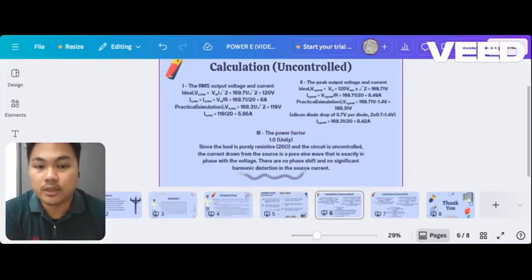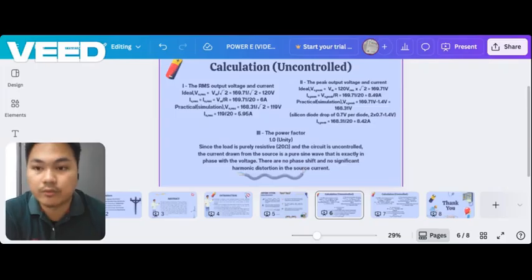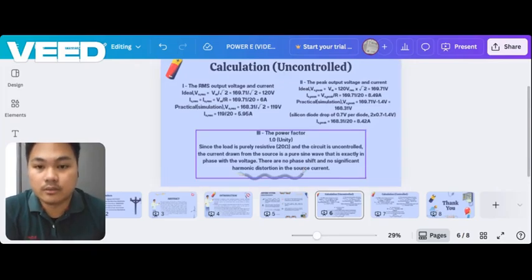So for the practical value, simulation value, V naught peak equal to 169.71 minus 1.4 volt, equal to 168.31 volt. This is because of the silicon diode drop of 0.7 volt per diode, so 2 diodes times 0.7 equal to 1.4 volt. So for the I naught peak, equal to 168.31 volt over 20 ohm, equal to 8.42 ampere. Sorry. And the last one, we calculate the power factor, which is equal to 1.0.